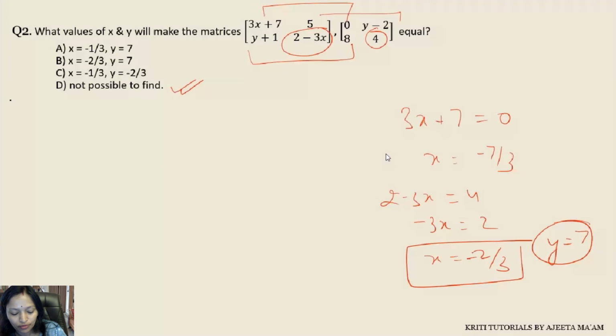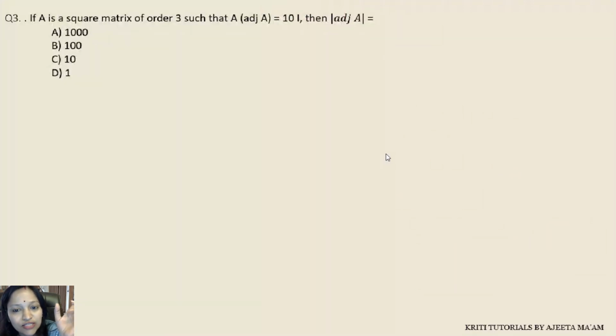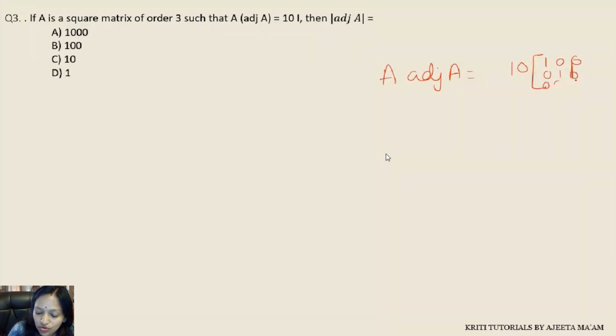Okay, so be careful. Now the third, if A is a square matrix of order 3 and A into adjoint of A is 10I, then determinant value of adjoint of A. Again, this is property based. आपको लगेगा कोई मैट्रिक्स नहीं है, हम क्या करें? So A into adjoint of A कितना दिया है आपको? 10I. I means identity matrix 1 0 0 0 1 0 0 0 1. करेक्ट. नाउ हमें निकालना है डिटर्मिनेंट वैल्यू ऑफ एडजॉइंट ऑफ ए.